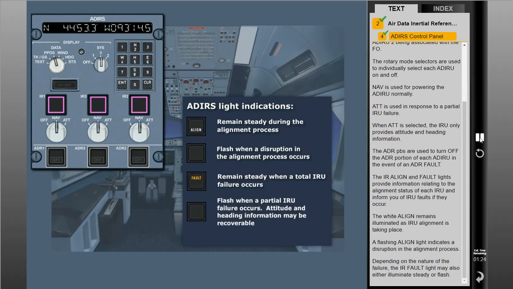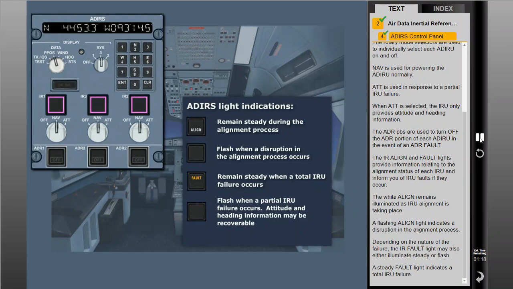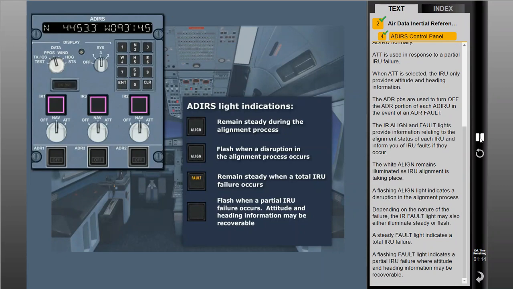Depending on the nature of the failure, the IR fault light may also either illuminate steady or flash. A steady fault light indicates a total IRU failure. A flashing fault light indicates a partial IRU failure where attitude and heading information may be recoverable.